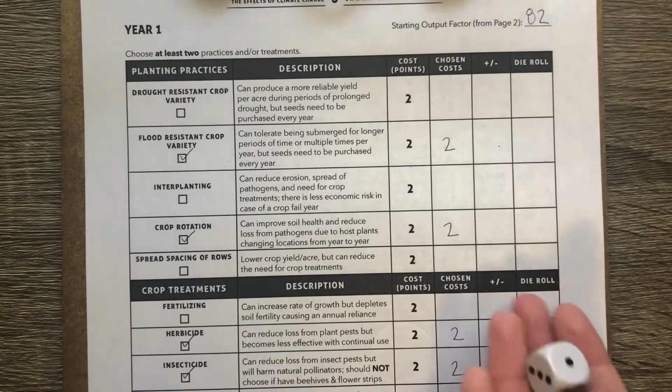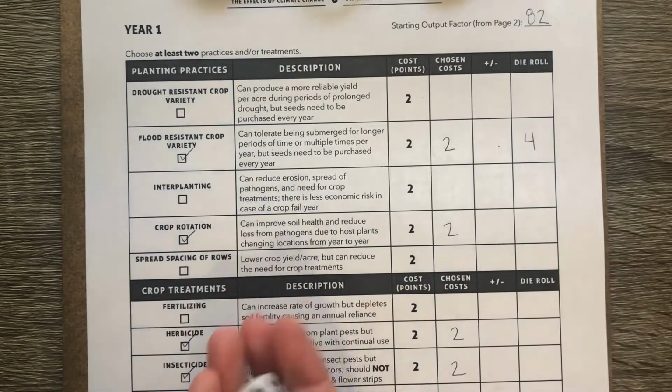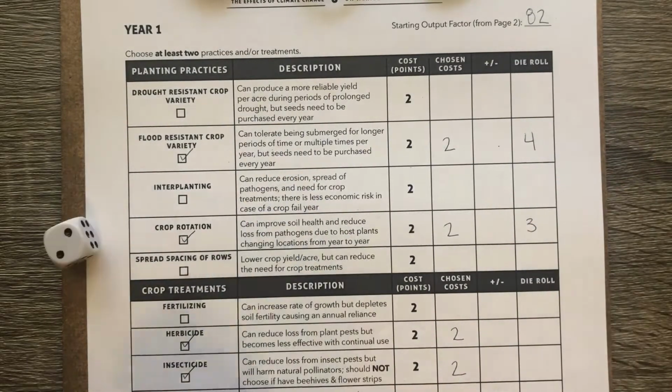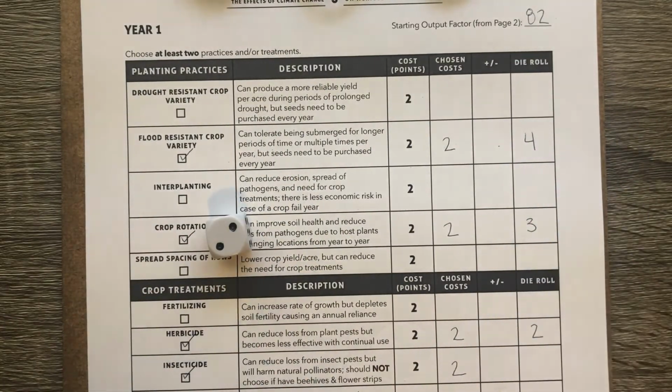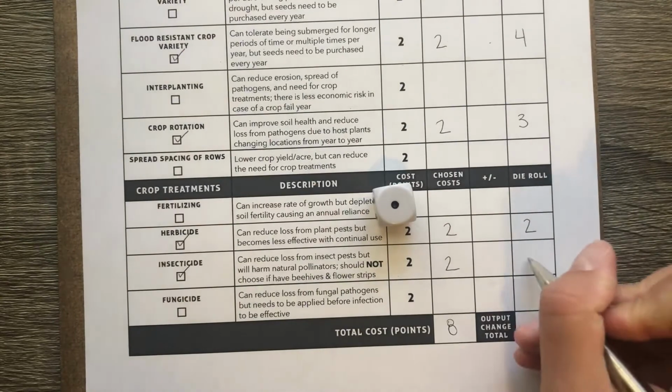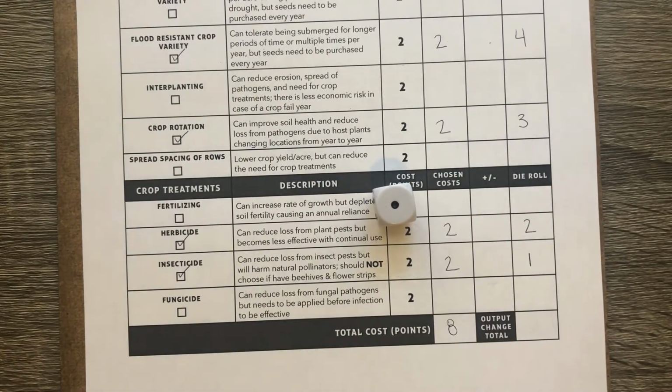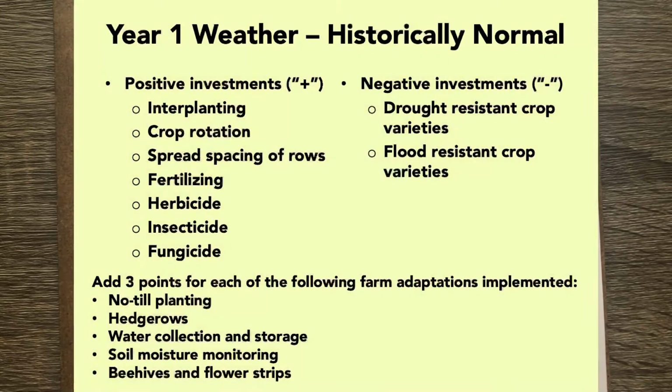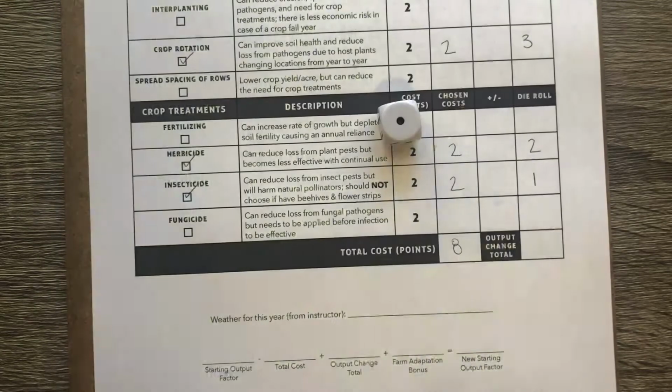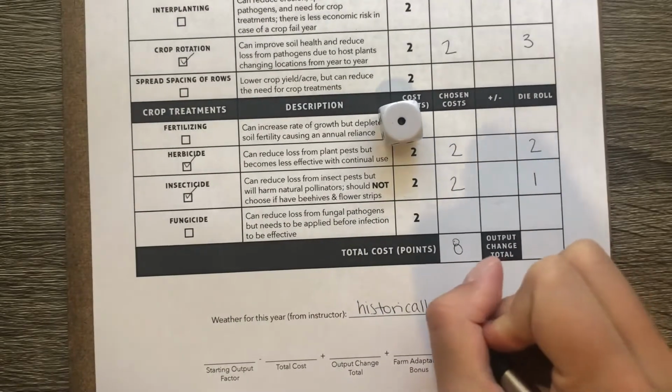After students make their choices, they'll roll the die once for each practice and treatment they chose, and write the number in the die roll column, filling in the numbers from the top to the bottom. Practices and treatments might increase or decrease profits based on the weather that year. You will reveal the weather after students have filled out the die roll column. The weather in year 1 was historically normal. They should write this at the bottom of their worksheet.